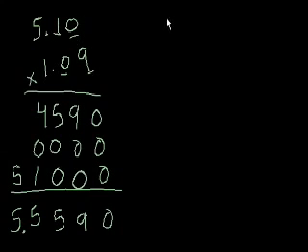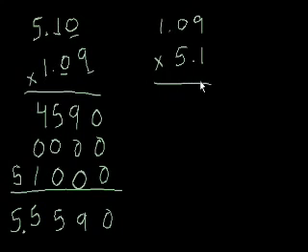So I can actually rewrite it as 1.09 times 5.1. Because you know in multiplication, order doesn't matter. A times B is the same thing as B times A. 2 times 3 is the same thing as 3 times 2. So 1.09 times 5.1 is the same thing as 5.1 times 1.09. So let's just multiply this out. And notice, these are the same numbers. All I did is I took this 0 off.